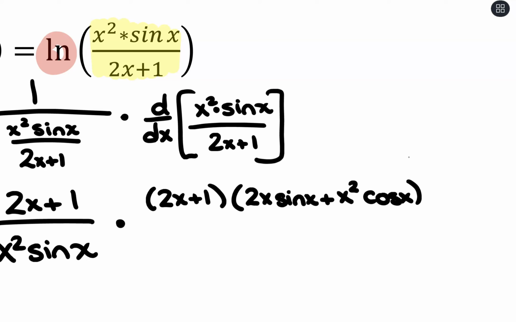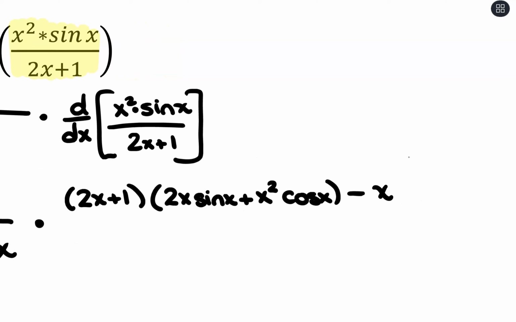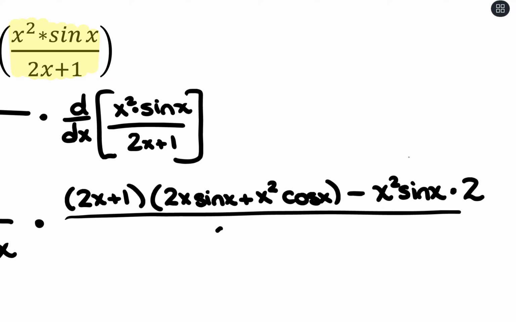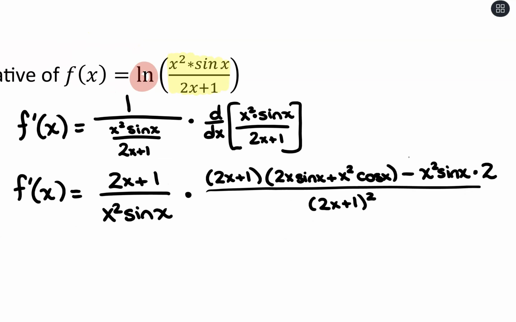Okay, so that's my low d high, and then I'm going to go minus high d low. So x squared sine x times the derivative of 2x, which is just a 2. All over low low, which is a 2x plus 1, quantity squared. And something that's nice is that if I look at this left-hand factor, that 2x plus 1 over x squared times sine x, I have a common factor of 2x plus 1 that can cancel out with the 2x plus 1 in the denominator. So I'm going to cancel out, and that's going to leave me with just 1 in the denominator instead of a 2x plus 1 squared.